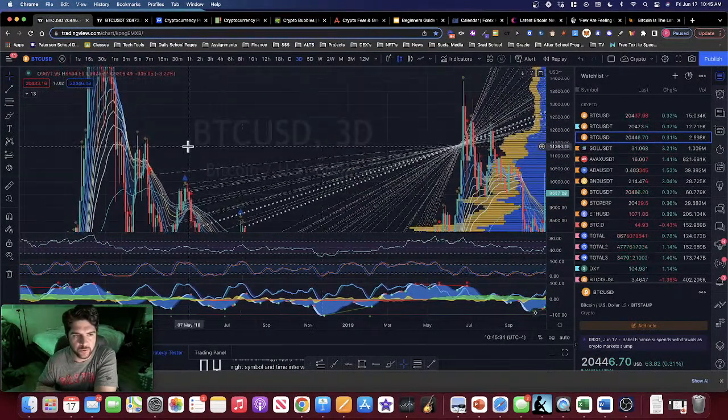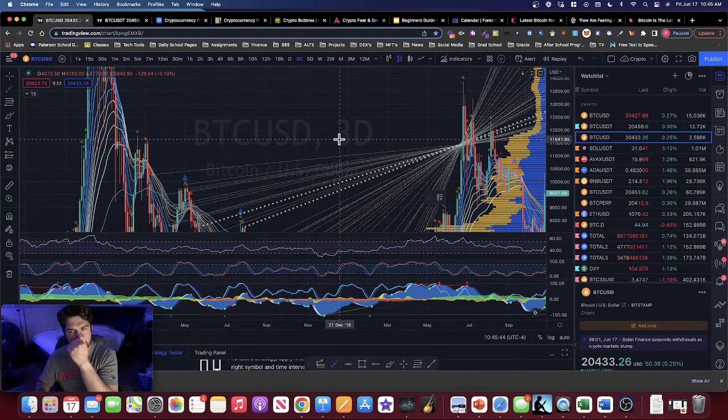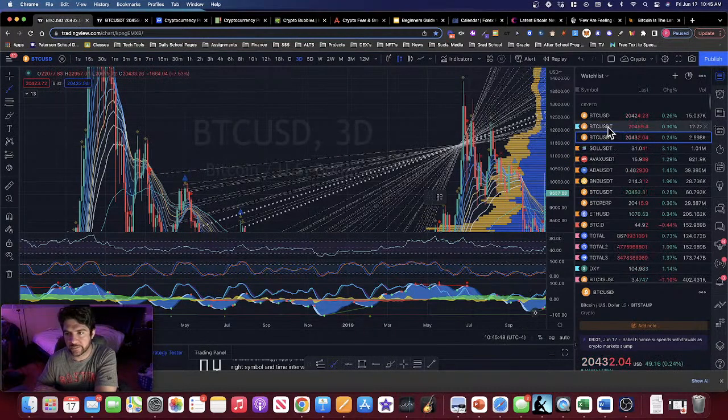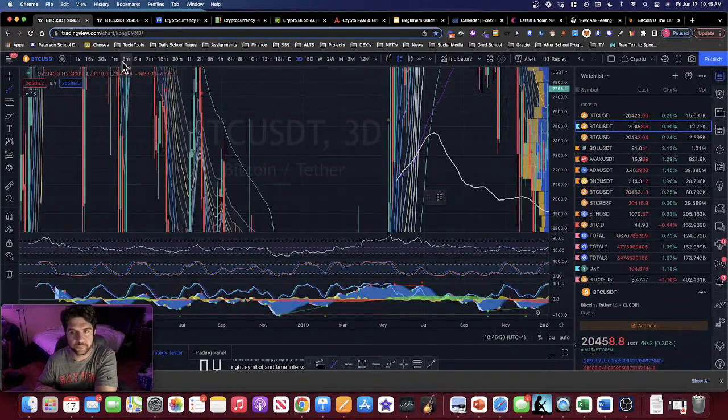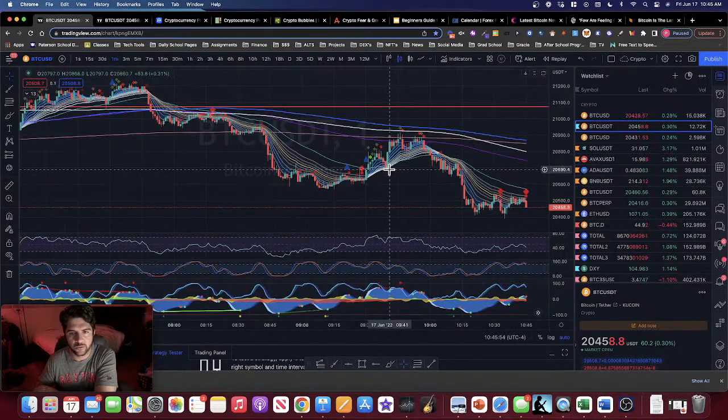We can draw maybe from this one. Ray. Is that what I want? Yeah. We won't worry about it. Don't worry about it. No one's here anyway. So, let's take a look at what's going on in the shorter time frames.